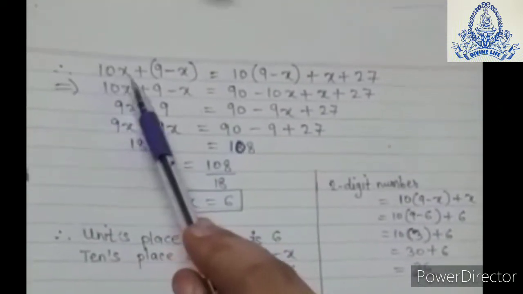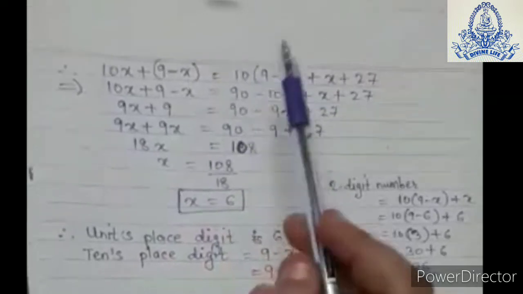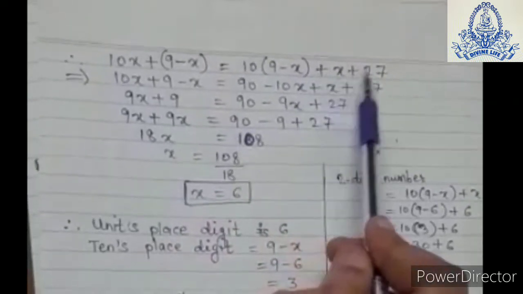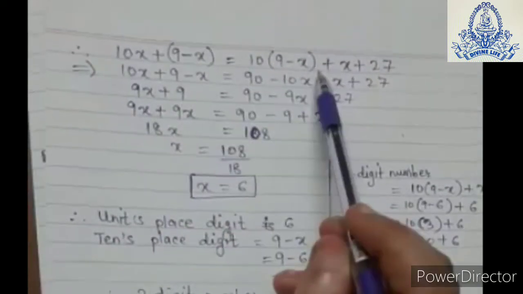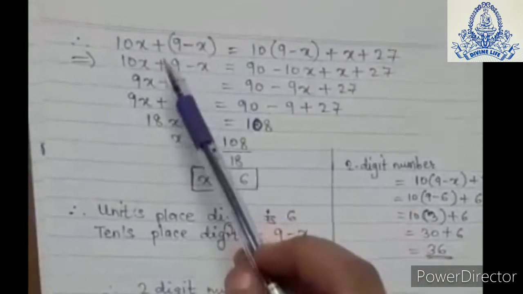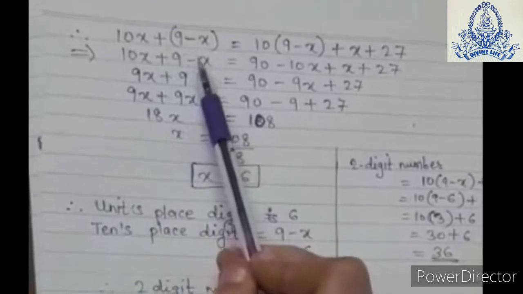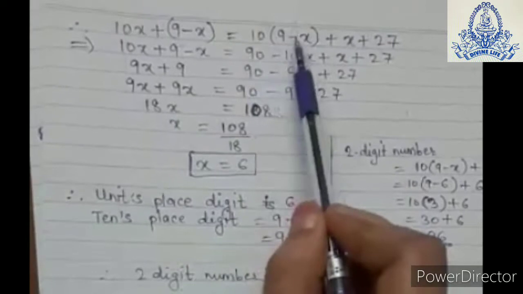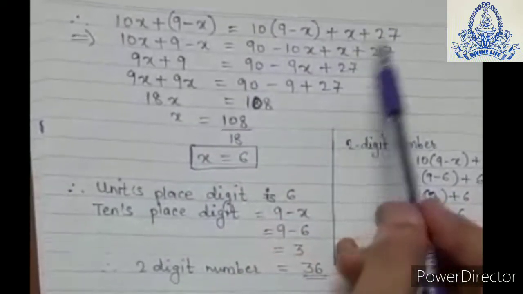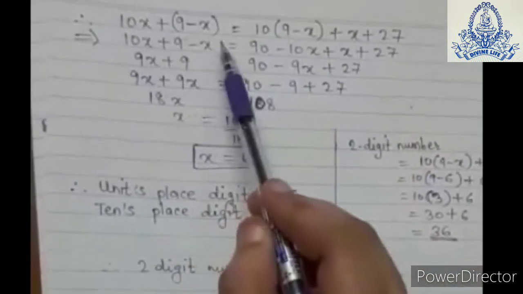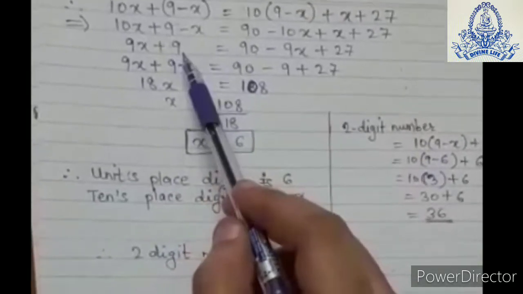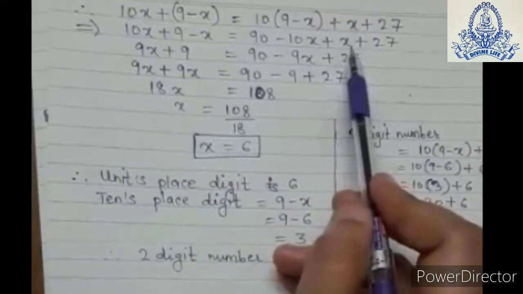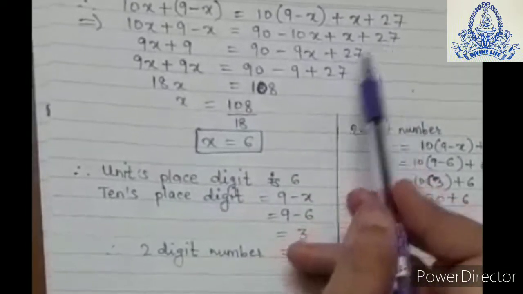See, so new number is equal to original number plus 27. See, new number is what? 10x plus 9 minus x is equal to 10 into 9 minus x plus x, plus 27. See, here also it is bracket and here also bracket is there. So first we will solve the bracket. So 10x plus 9 minus x. Okay. And here 10 into 9, 90, 10 into minus x, minus 10x, plus x plus 27. So 10x minus x, 9x plus 9. 90 minus 10x plus x, minus 9x plus 27.